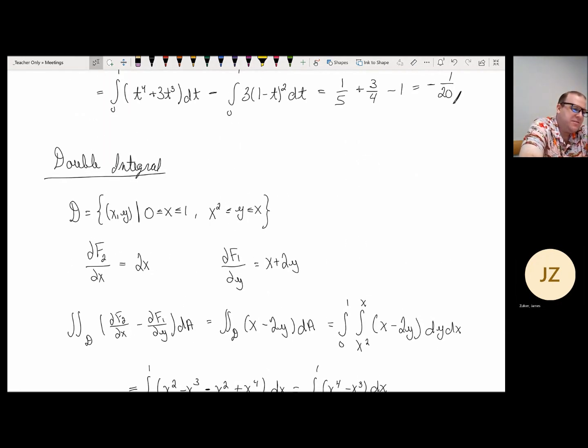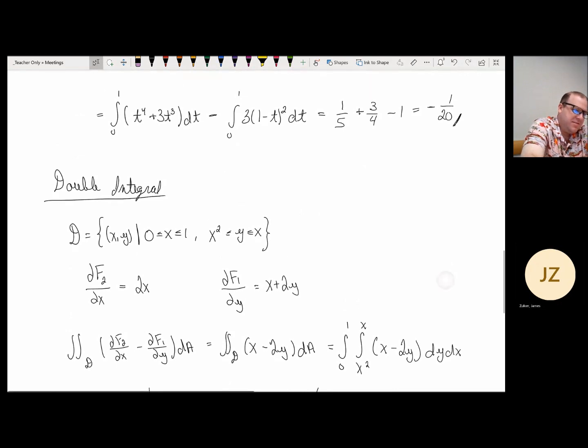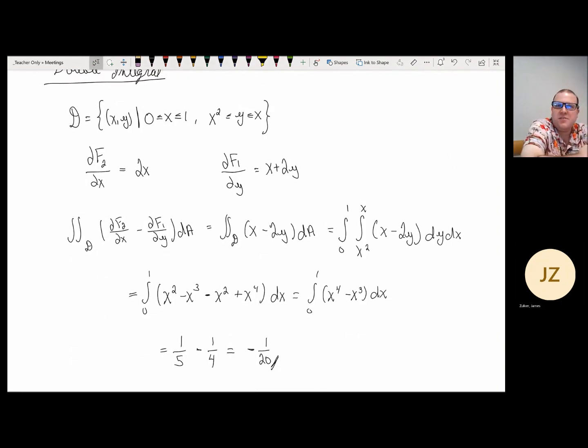Bless you. Well, look. The line integral is equal to negative 1/20th. Double integral is negative 1/20th. Green's theorem has been verified.